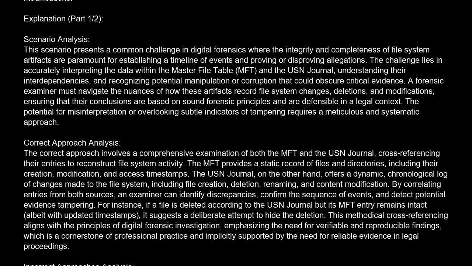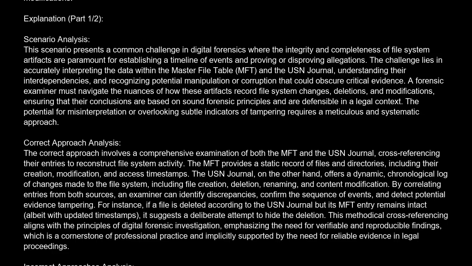Explanation. Scenario analysis. This scenario presents a common challenge in digital forensics where the integrity and completeness of file system artifacts are paramount for establishing a timeline of events and proving or disproving allegations. The challenge lies in accurately interpreting the data within the master file table, MFT, and the USN journal, understanding their interdependencies, and recognizing potential manipulation or corruption that could obscure critical evidence.